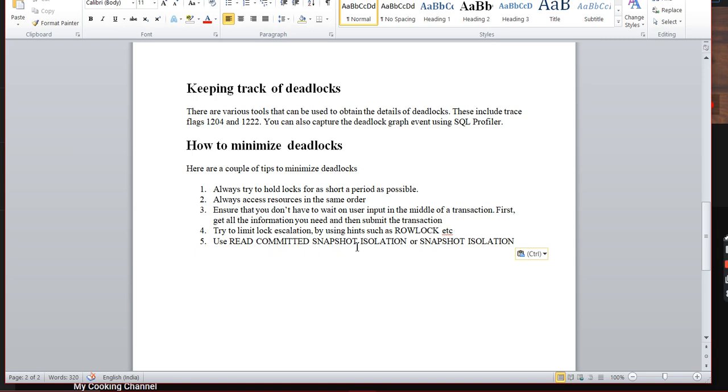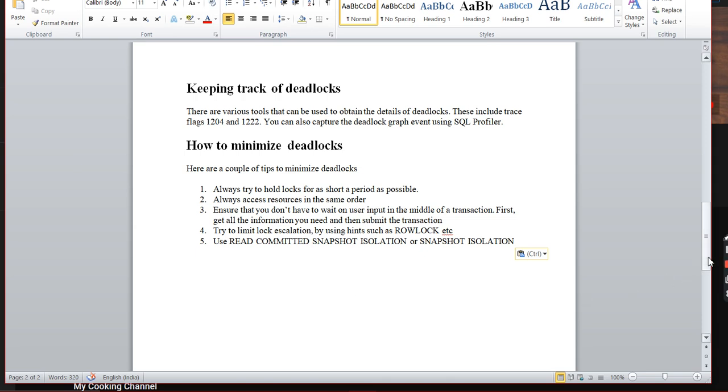Also use read committed snapshot. This is also a very important thing, the read committed snapshot isolation level. I think I will create one video about the isolation levels also. There are two isolation levels, read committed and read uncommitted. Okay, so I will create a session on the isolation levels in detail. So these are the 4-5 points which can help avoid deadlocks.